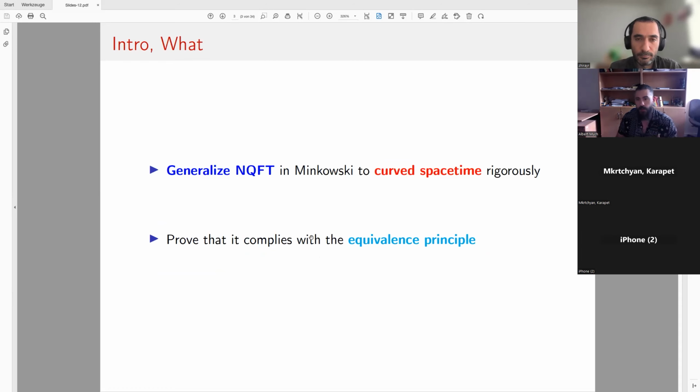In order to do this for curved spacetimes, it is not clear how to do it. So we want to generalize non-commutative quantum field theory, the star product, the deformation quantization, from Minkowski to curved spacetimes first. This is the heavy lift, so to speak. Then we want to prove it complies with certain principles of quantum field theory in curved spacetimes, like the equivalence principle, which is implemented there as the wavefront set, or the Hadamard condition, also called the microlocal spectrum condition. I will explain this in a bit.